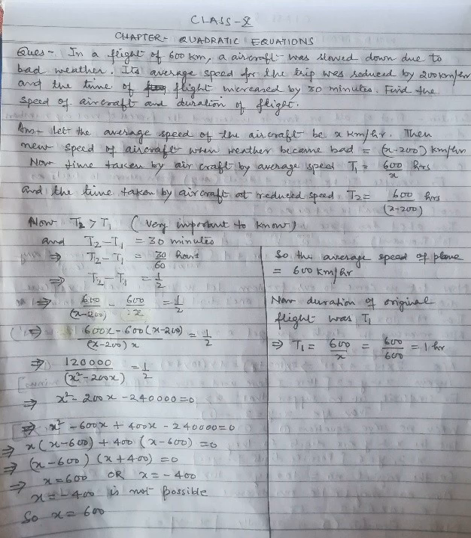Now with the usual speed, the time taken was t1, and this is also the duration of the flight. So t1 is equal to 600 upon x, and the value of x we have calculated as 600. It means the normal time or the duration of the flight is equal to 600 upon 600, that is equal to 1 hour. So this was the solution of the first problem.